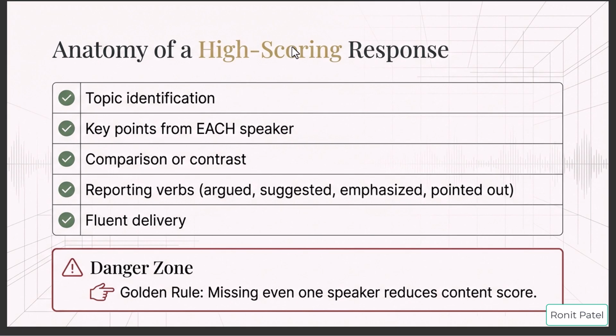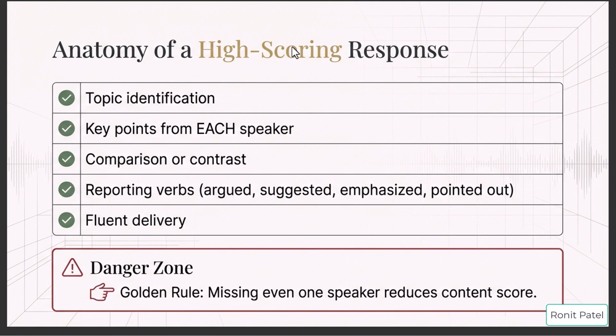The slide even warns in the danger zone. Missing even one speaker reduces content score. Now there is a practical rule for you people. If there are two speakers, mention both. If three speakers, mention all three. And even if four speakers are there, try to cover them all. Even brief coverage is better than omission.